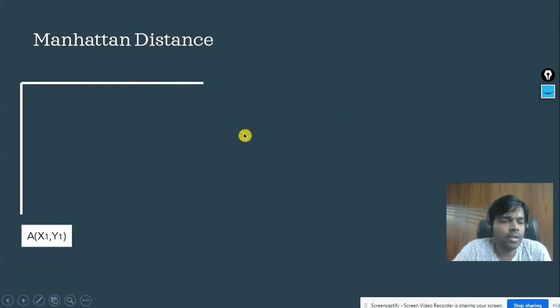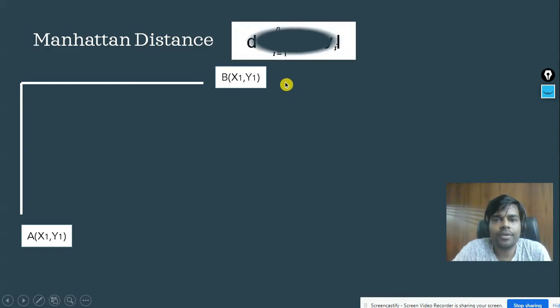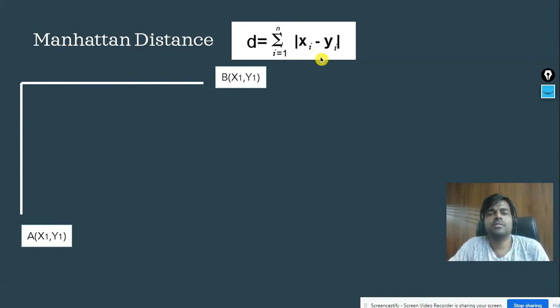So if we have the value A and the value B, its formula will be D equals the summation of the absolute value of xi minus yi. Absolute value means that we don't want negative values. If any value comes out negative, we make it positive. That's why it's the absolute value.